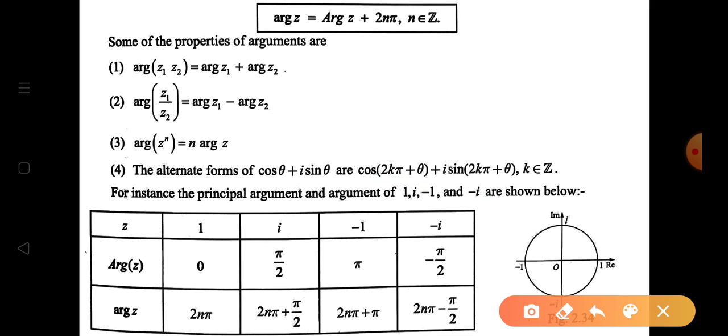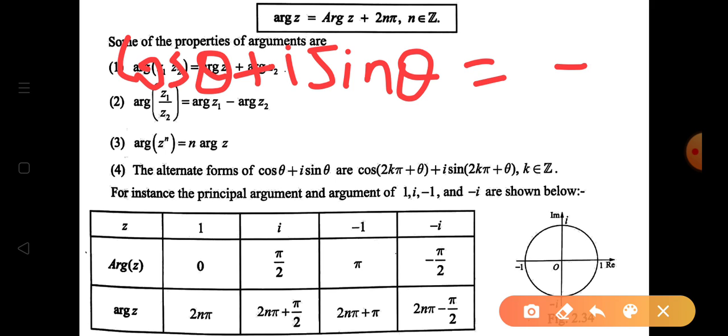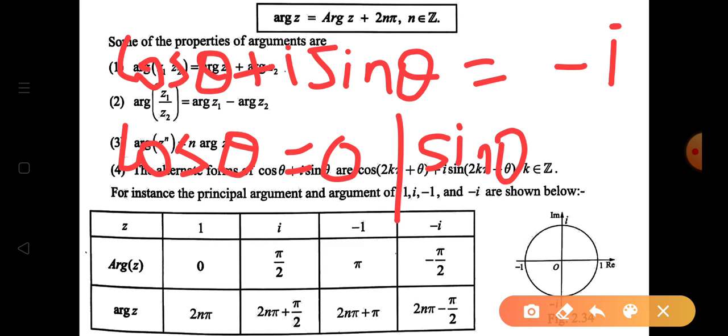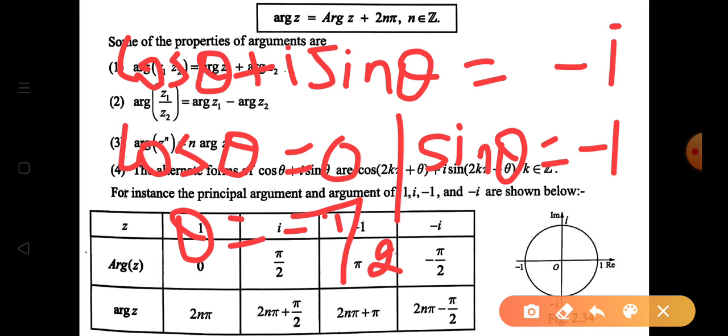Similarly, we are going to write cos theta plus i sin theta, which is equal to minus 1 minus i. Now equating real and imaginary parts, there is no real part on the right hand side. So cos theta is equal to 0 and sin theta is equal to minus 1. Both conditions are satisfied when theta is equal to minus pi by 2.